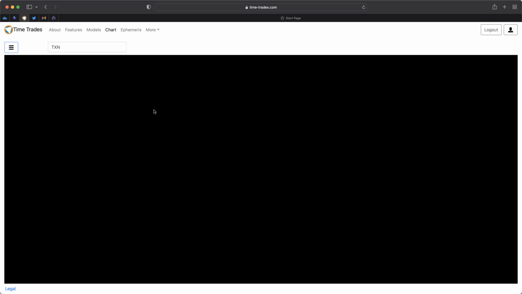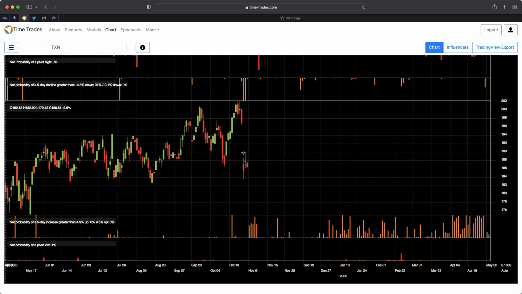Now they just had earnings last week, and you can see that wasn't received very well by the market. So it sold off pretty heavily down to the 186 level. But look at this nice little cluster of up days coming up. Should be a good recovery week for Texas Instruments.